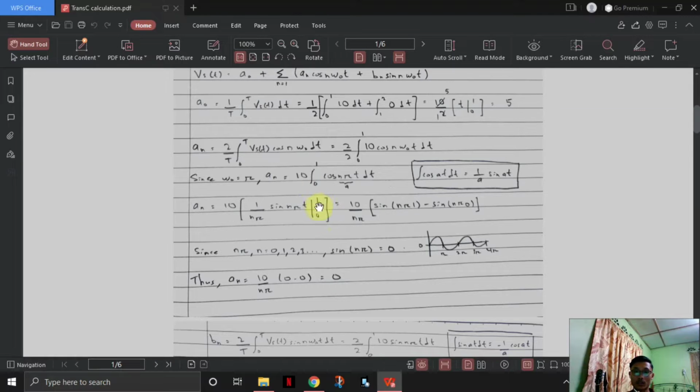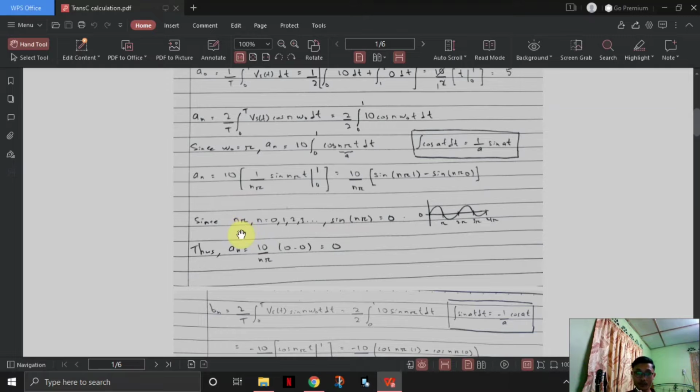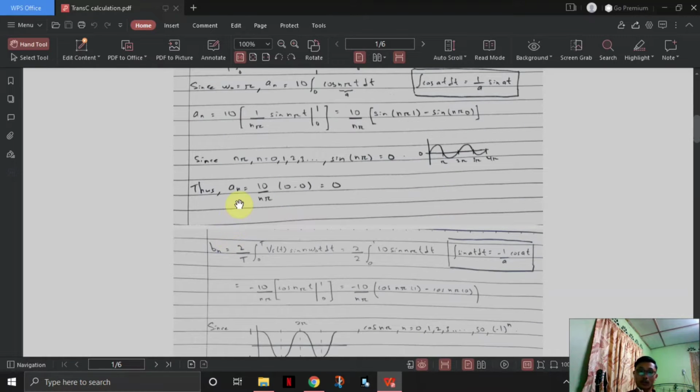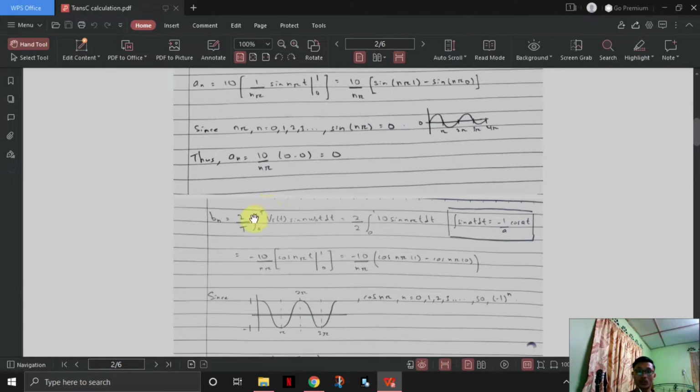We just subtract these two in terms of this equation, and then we'll get 10 over n pi times sine n pi t minus sine n pi 0, which is 0. So n pi, for n equal to 0, 1, 2, 3 and so on, the sine is 0. So the value of an is equal to 0. Next one is bn.